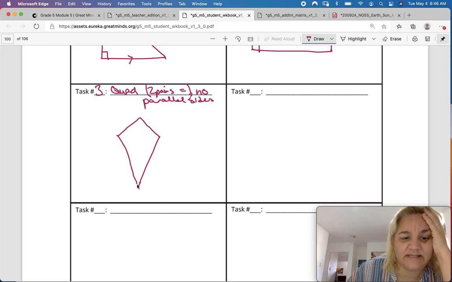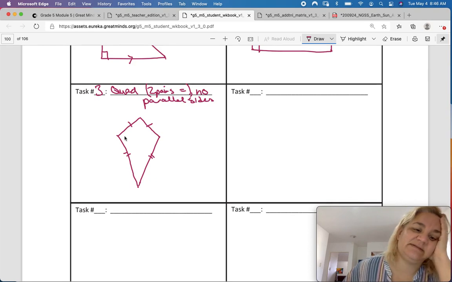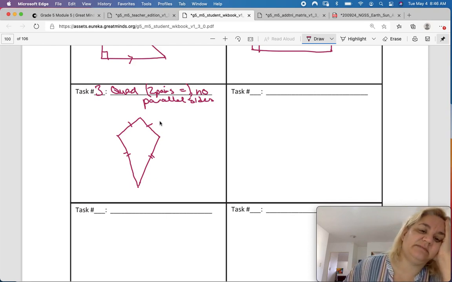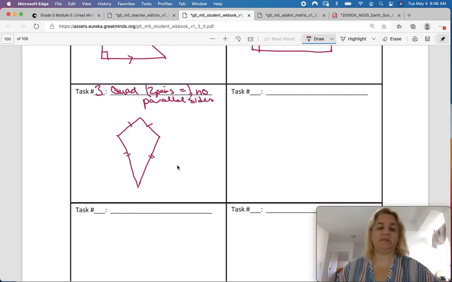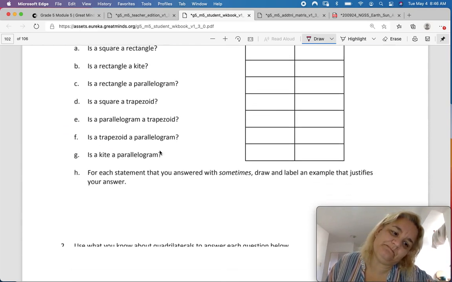Okay, please use your ruler, please measure. Okay, here is equal to here, and this is equal to that, okay? None of those sides are parallel, right? And it is a quadrilateral. Good.